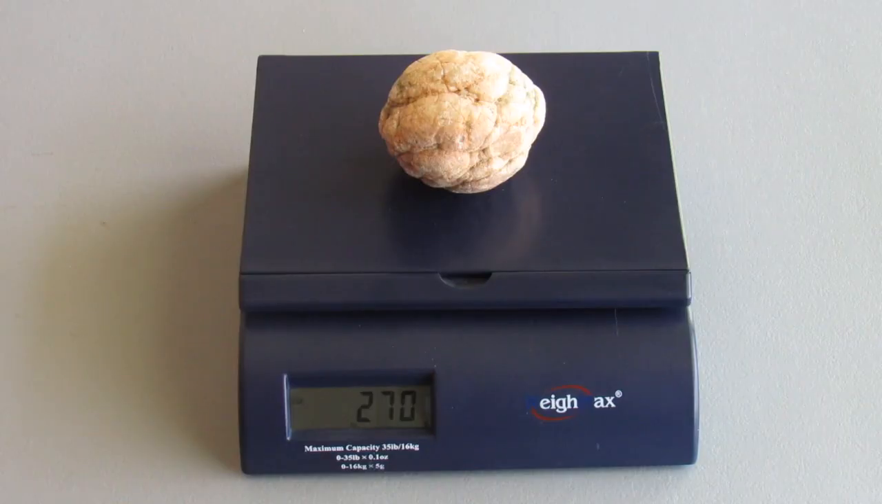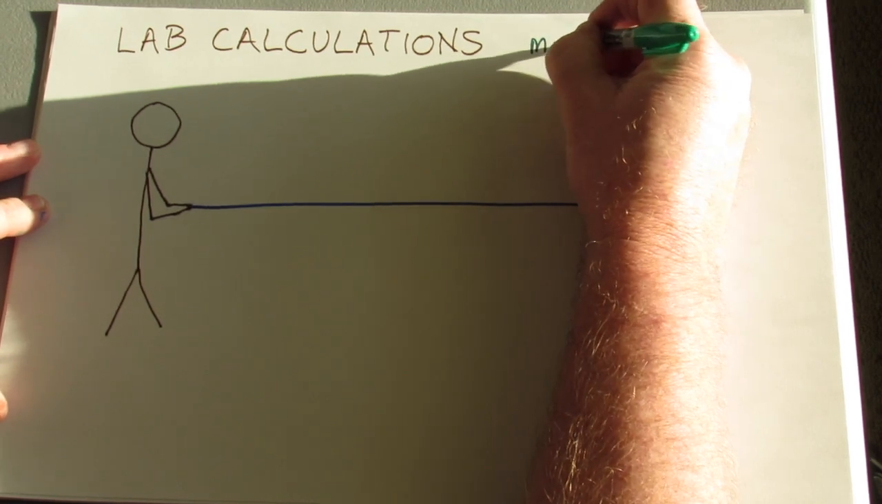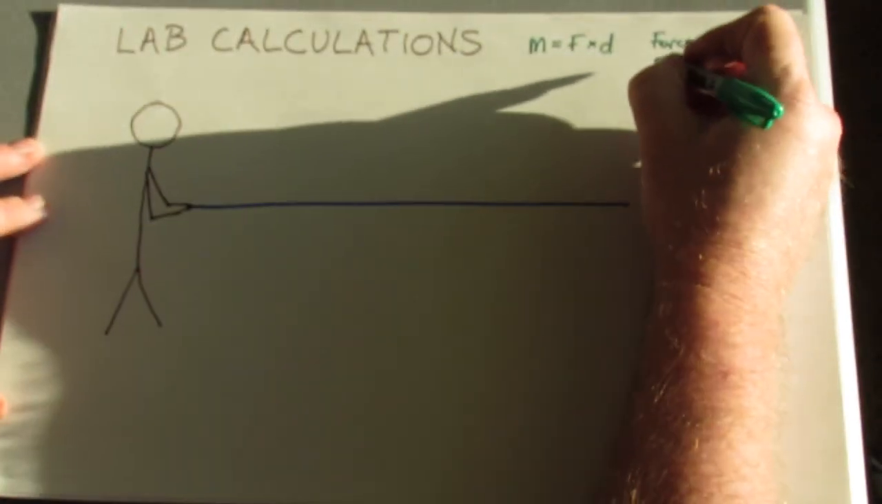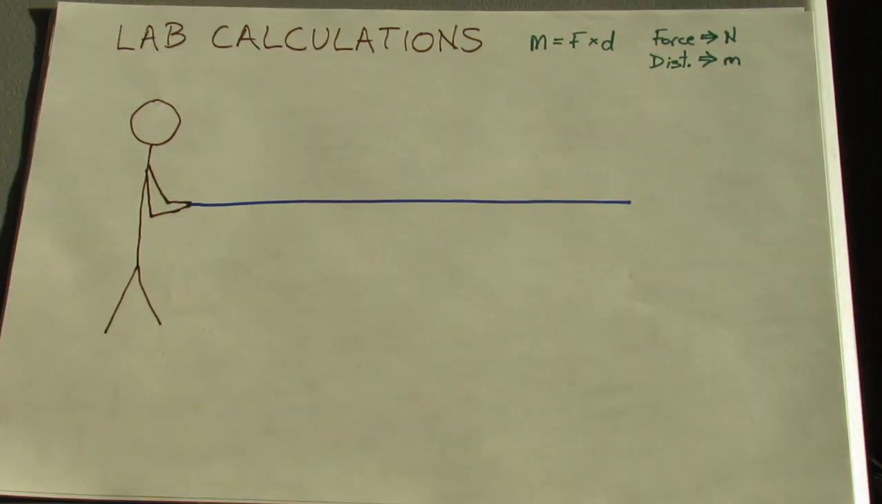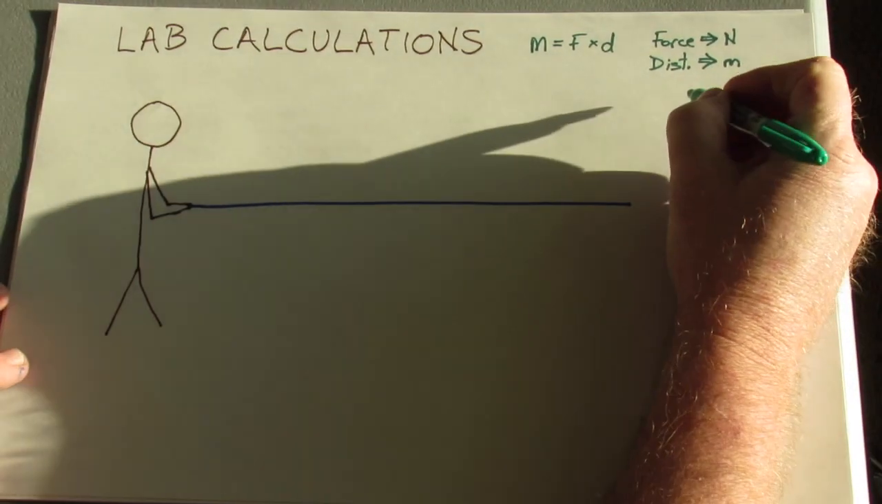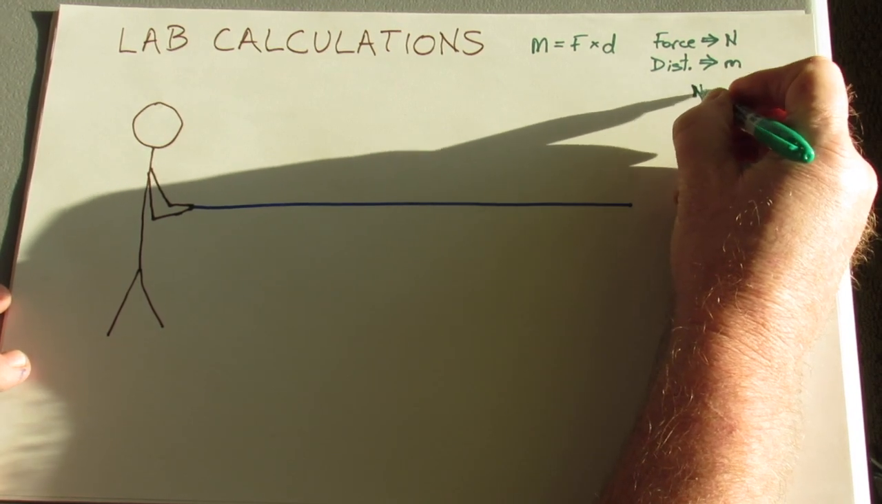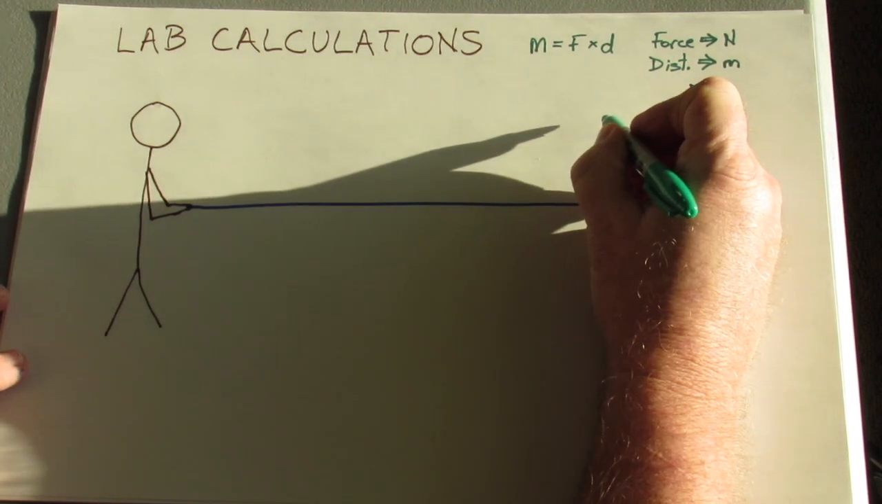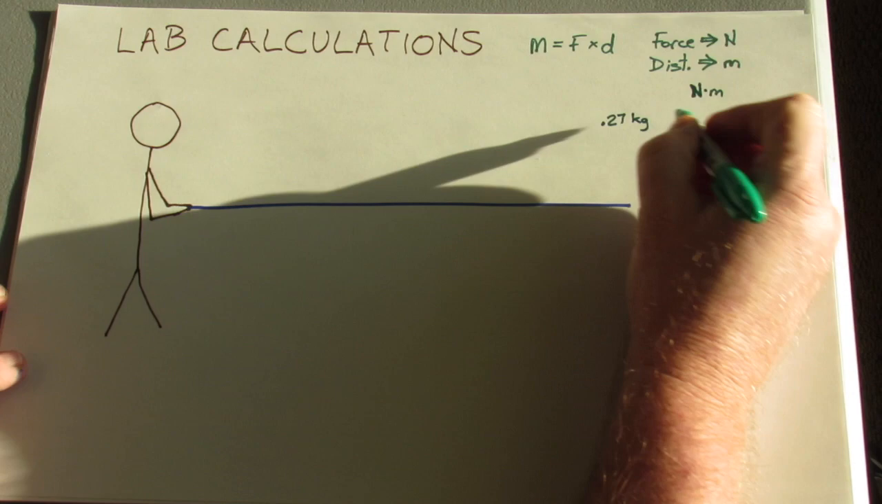270 grams, or 0.27 kilograms. We know that a moment is equal to force times distance. In the metric system, force is measured in newtons. Distance is measured in meters. When you multiply these together, your unit is newtons times meters. That's an N·m.